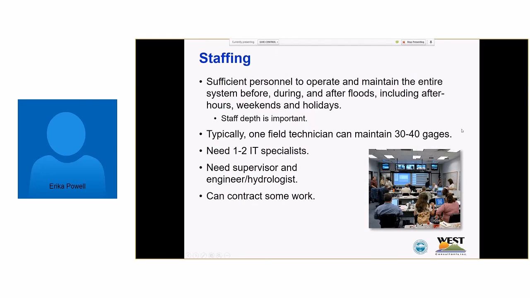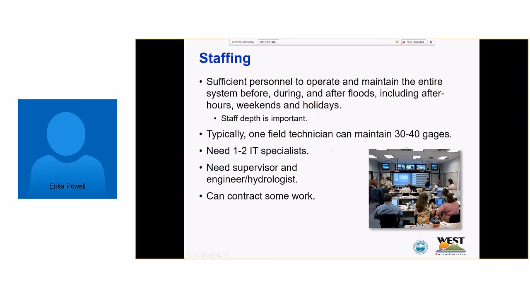Staffing is critical. Staff depth is important. When you get into floods, you might be going 24/7 for several days. So you need to have enough capability to be able to staff at that level. One field technician under ideal circumstances can manage about 30 to 40 gauges, depending on how big the area is that you have to travel, the difficulty in terrain, and how frequently they have to be visited each year.